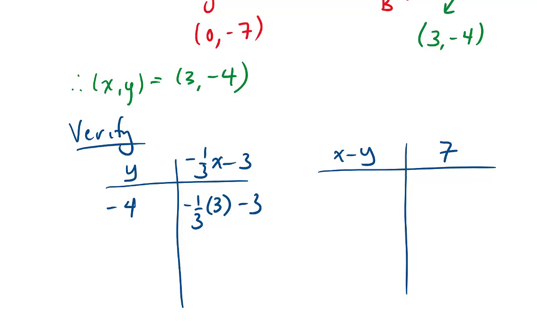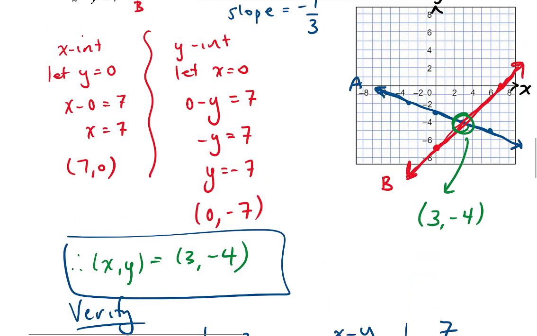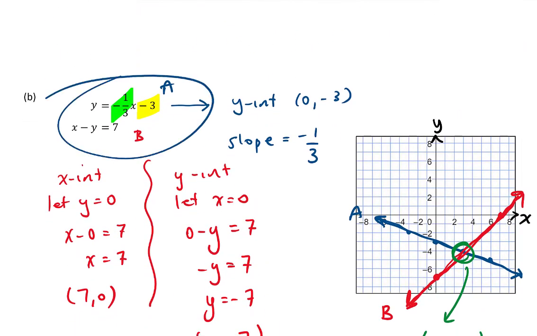So let's check to see what happens. Remember, 3 is the same thing as 3 over 1. Negative 1 times 3, so we get negative 3 over 3 minus 3. 3 over 3 is 1, so we get negative 1 minus 3, which is negative 4. That works. And again, if you can do this in fewer steps, great. Next is x minus y, so x is 3 minus a negative 4. So that's 3 plus 4, which is 7, and that works. So therefore, this is the point of intersection, or the solution to the system of these equations given here.